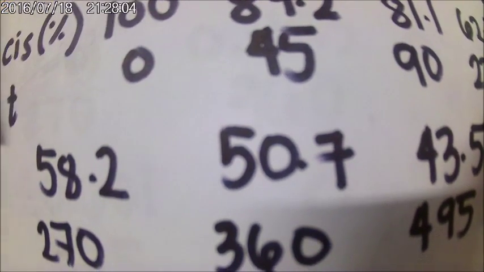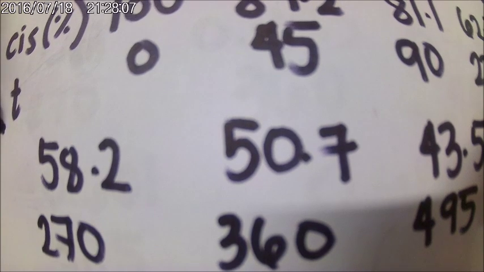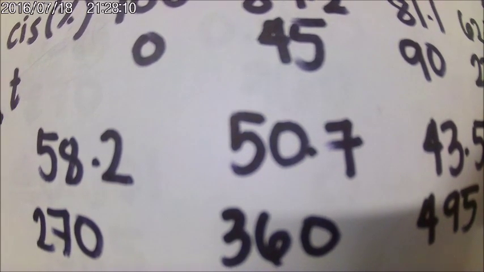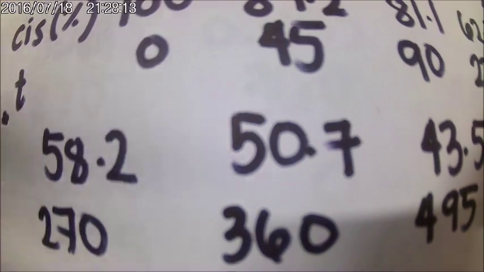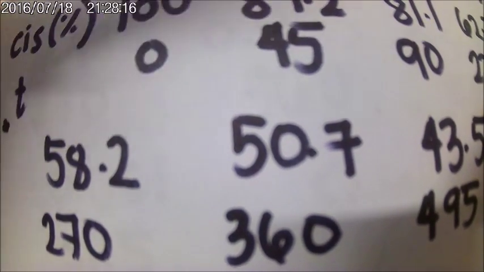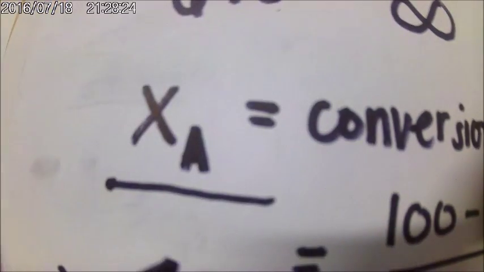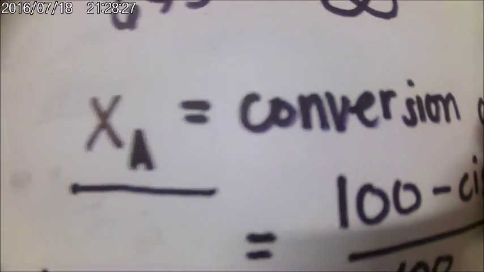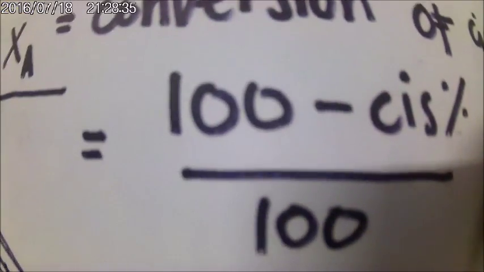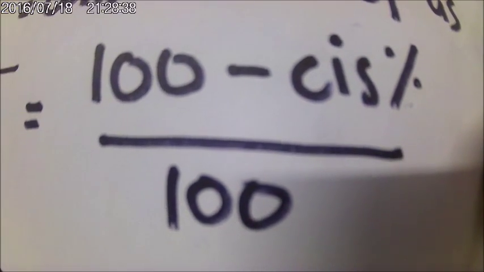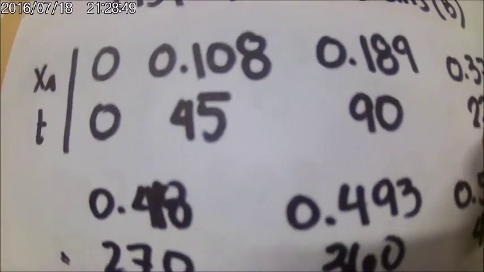So we can use this to solve for the constants of the rate equation if we convert these values into the conversion of cis, which is XA. So the conversion can be calculated as 100 minus the percent over 100. So calculating, I obtained these values.